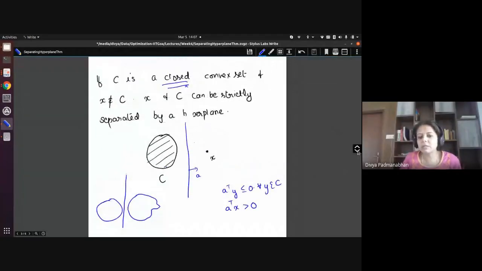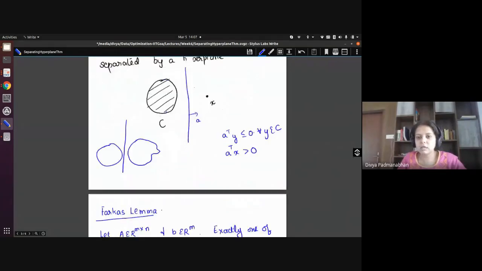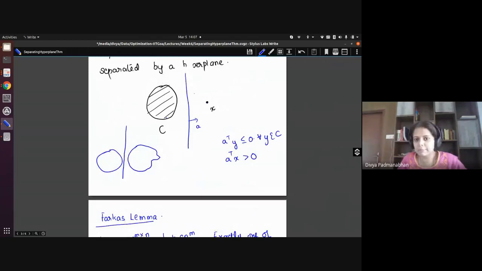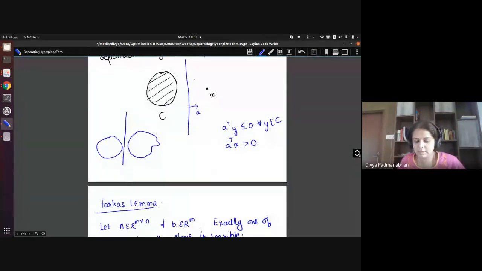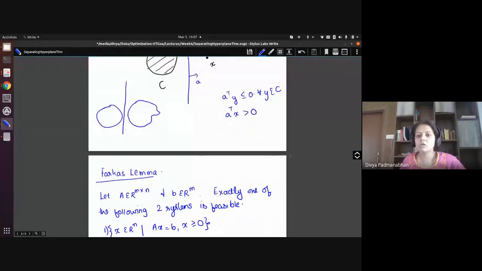So for strict separation, you need something more, and here it is the case of the convex set being closed. That ensures that you can strictly separate the set and the point. So today we'll discuss an application of the separating hyperplane in yet another theorem called the Farkas Lemma. This Farkas lemma is also one of the foundational results in optimization, and you will see it getting used later in linear programs as well.